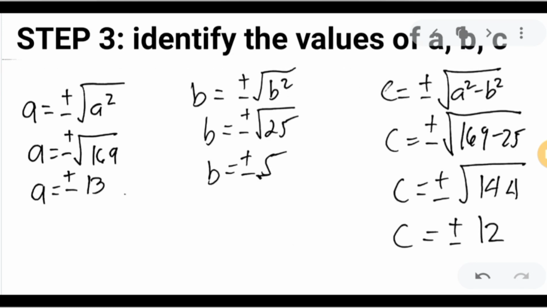For step 3, we have to identify the values of a, b, and c. To find the value of a, that is positive, negative, square root of the value of the a squared. Then positive, negative, the value of your a squared is 169. Get the square root, and that is 13. And then for b, positive, negative, the value of your b squared. And then the value of your b squared is 25. Get the square root of that, and that is 5. For the value of your c, this is the positive, negative, and then square root a squared minus b squared. A squared is 169, the b squared is 25. Get the difference, that is 144. Find the square root, that is 12.